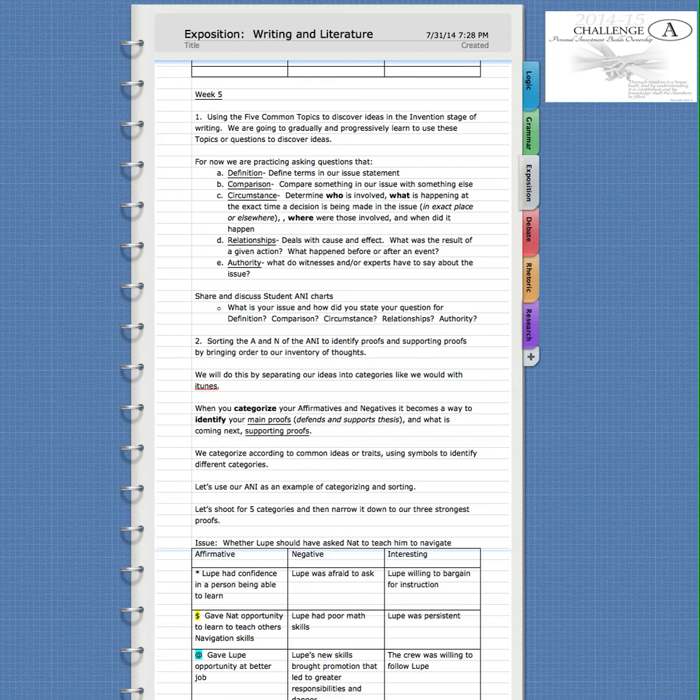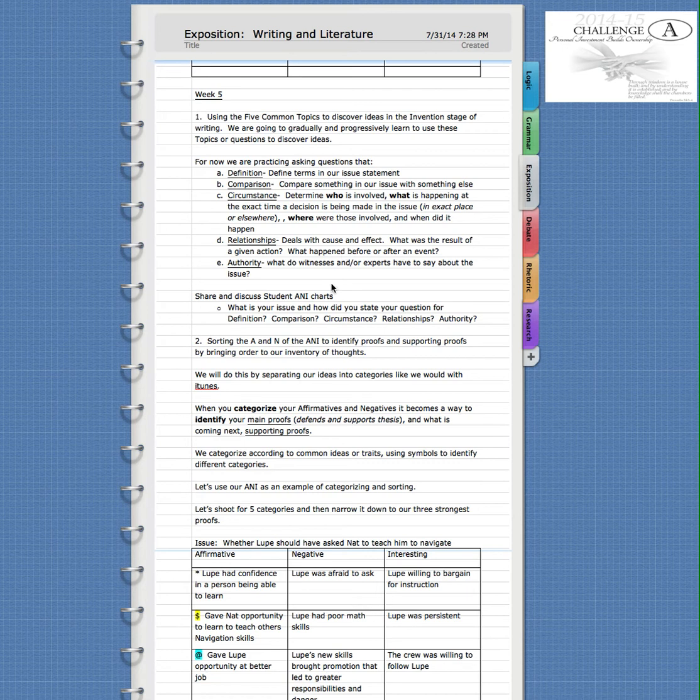Hi, in week 5 we are learning to sort our Annie chart, to categorize the ideas in our Annie chart and sort them so that we can transition from the invention stage to the arrangement stage. First of all, you see here a little brief summary of the 5 common topics: definition, comparison, circumstance, relationships, and authority. That's what we were introduced to in lesson 4.